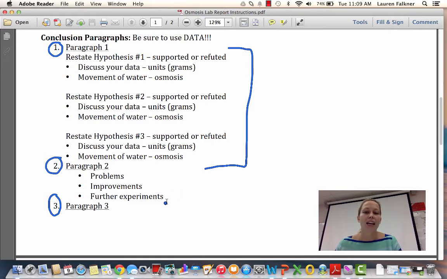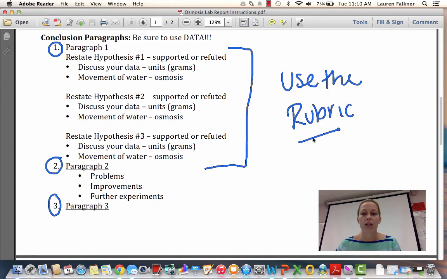And in paragraph number 3, you are tying in what you've learned about osmosis as a result of this lab, and you're tying it back to your second paragraph in your background research, so how it applies to real life situations. Again, this is all outlined in the rubric that I gave you. So be sure when you're writing your conclusion paragraphs to also use the rubric to help you. That's why it's there. Use the rubric.